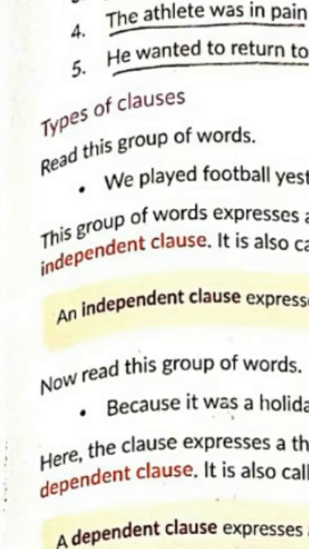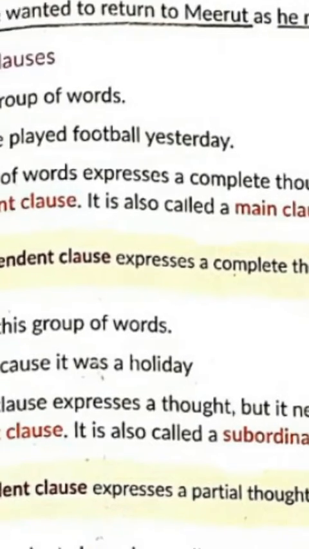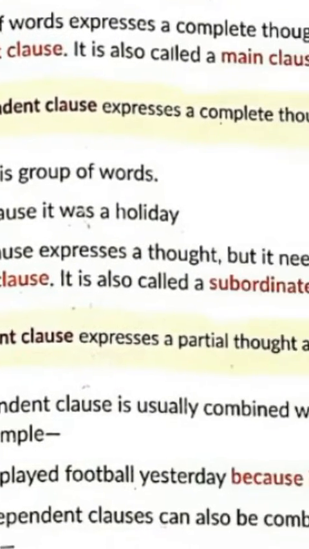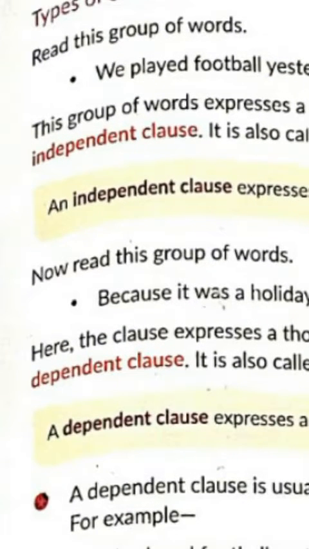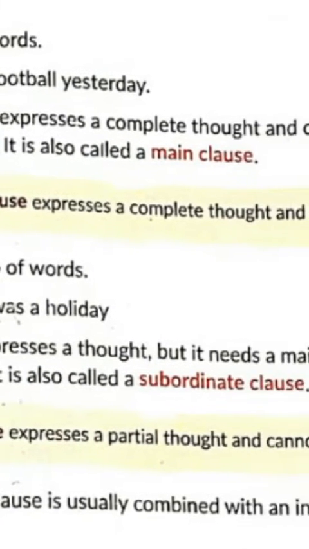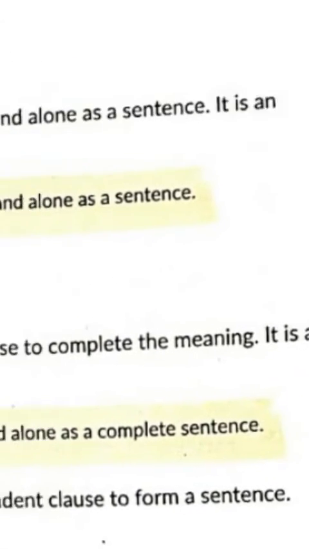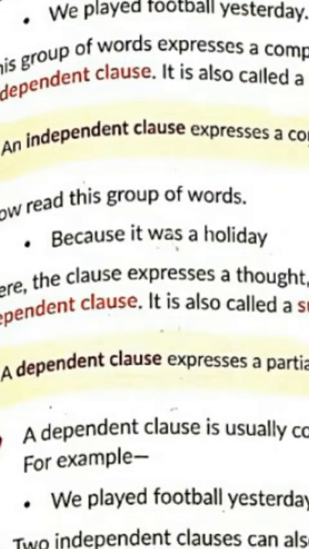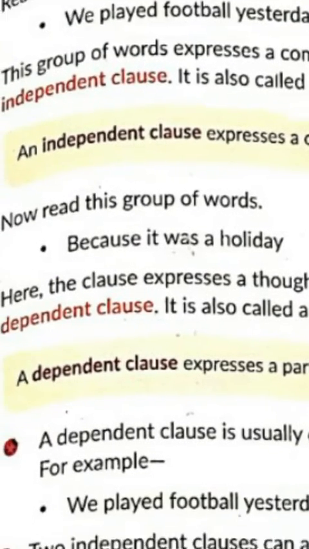Okay. Next is the types of clauses. Here are two types of clauses: independent clauses and dependent clauses. An independent clause is also called a main clause, and a dependent clause is also called a subordinate clause. An independent clause is a group of words that expresses a complete thought and can stand alone as a sentence. For example, we played football yesterday.